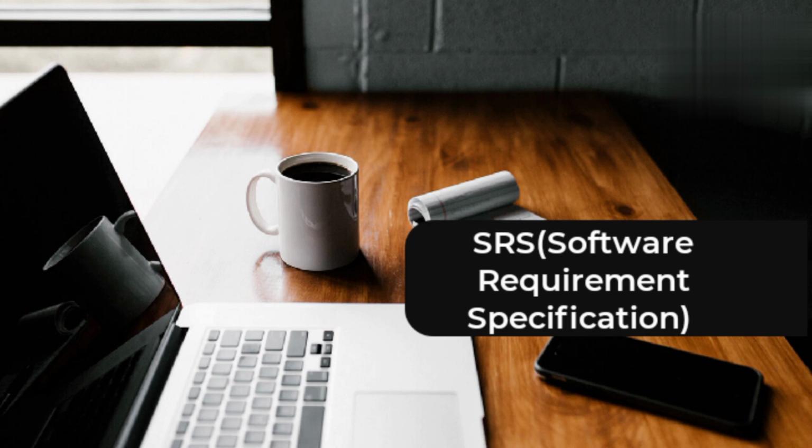Today we are discussing the most important topic, that is SRS in Software Engineering. Let's begin. First of all, we see what is the full form of SRS. The full form of SRS is Software Requirement Specification.